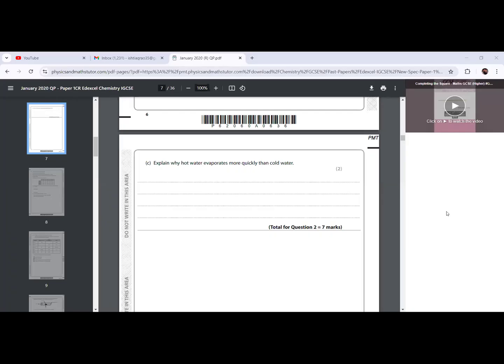See this question. Explain why hot water evaporates more quickly than cold water. What would you write then? Okay, let me compose. So hot water, the molecules within hot water have more energy compared to the molecules in colder water. So it is the increase in energy in hot water that makes it easier for the molecules to evaporate, while in cold water, it makes it more difficult.